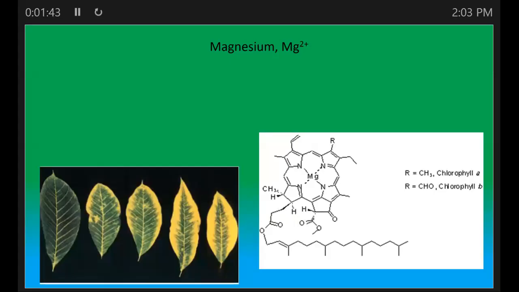Another one that is critical is magnesium. And the lower image there is showing the magnesium deficiencies over time. With the left leaf, the normal looking leaf, you can see how it can get dramatically worse if left untreated. Magnesium is definitely needed in large amounts.